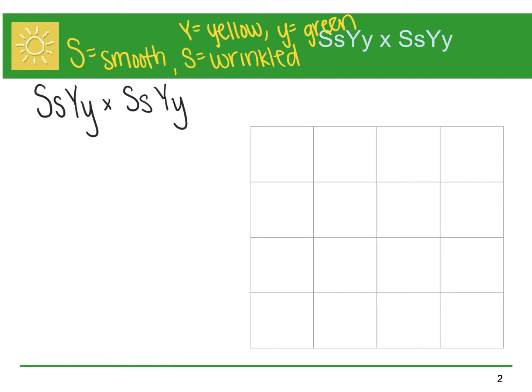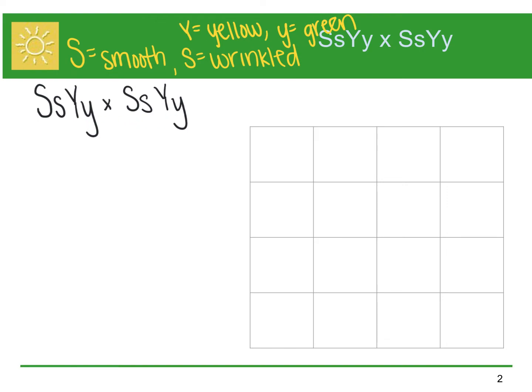And today we're looking at the dihybrid cross. So how many traits or how many genes are we looking at? 2. So they're heterozygous for both. Okay, so they're heterozygous for seed shape and heterozygous for color.